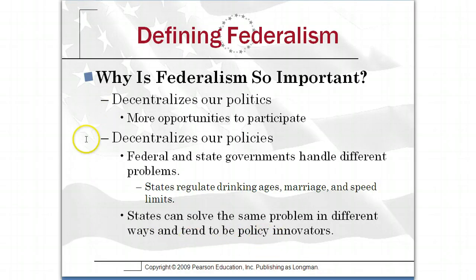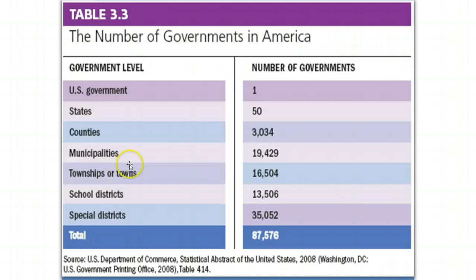So these are some reasons why it's important that we have federalism. There's more opportunities for people to participate, and we have policies that fit the more local areas. So here's just a graphic that shows you how many types of governments we have in the United States. We have our national government, 50 state governments, over 3,000 counties, over 19,000 municipalities, over 16,000 towns, 13,000 school districts.